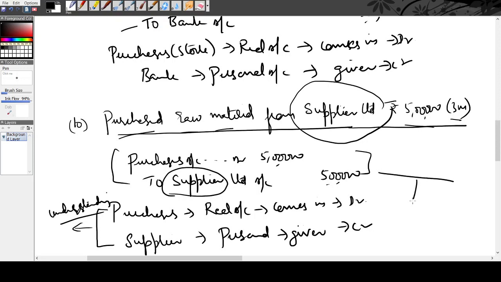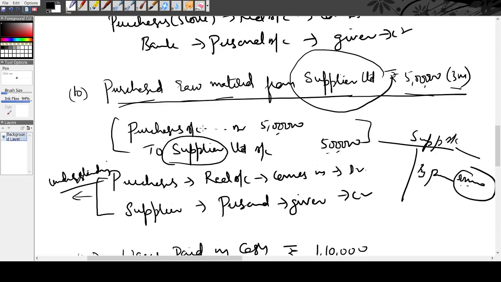If you observe the supplier account, we will be writing there by purchases rupees 5 lakh. So this supplier account will show a credit balance of 5 lakh. That means this is the money due to the supplier, and this is the money owed by the business to the supplier. Okay.